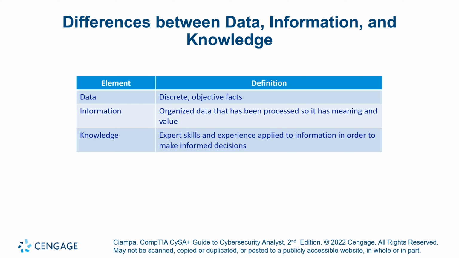It's kind of like using the downward arrow or upward arrow, however you want to see it. Data is your raw stuff. Then you have your organized data, and then you have knowledge, which is data or information that's had your skills and experience applied to it.